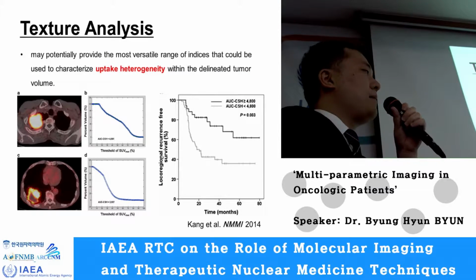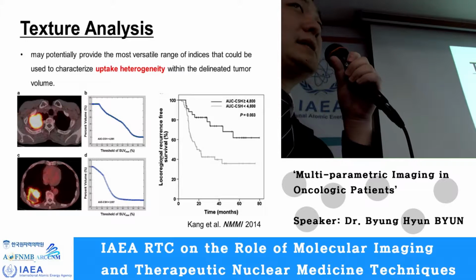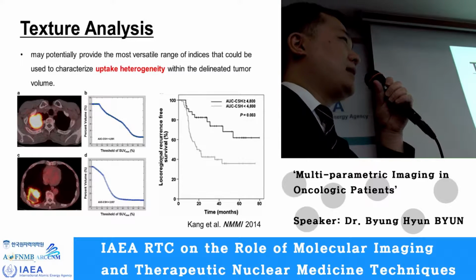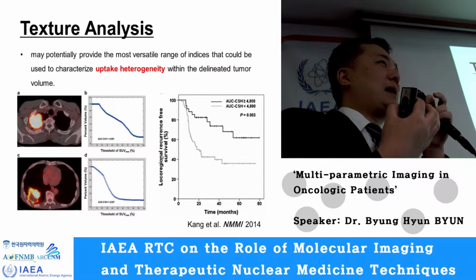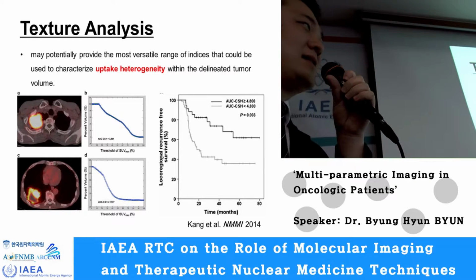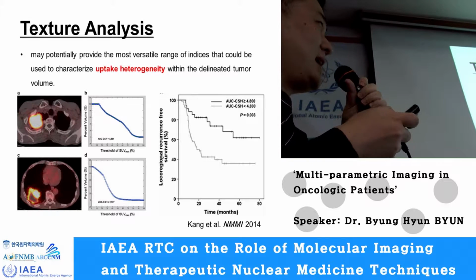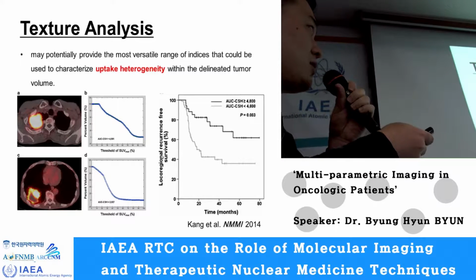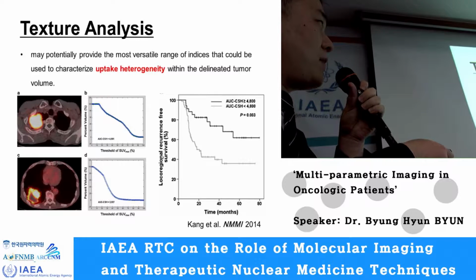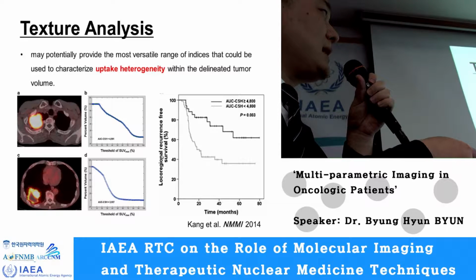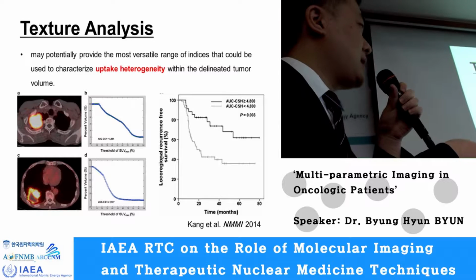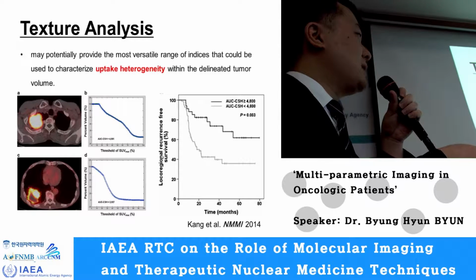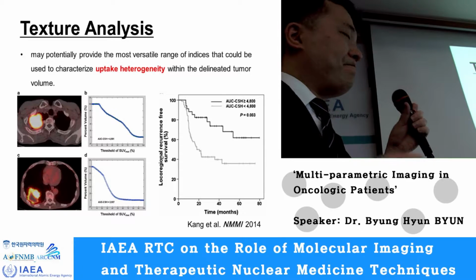Another way of analysis is textural analysis. There are very many parameters in textural analysis, so I cannot talk about all of them. But textural analysis may potentially provide the most versatile range of indices that could be used to characterize uptake heterogeneity within the delineated tumor volume.